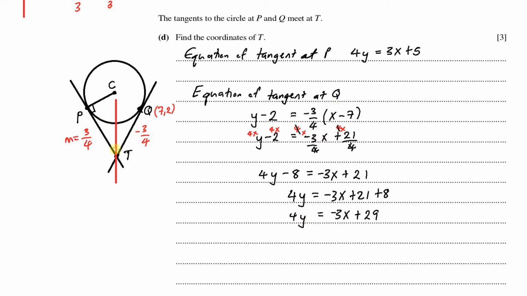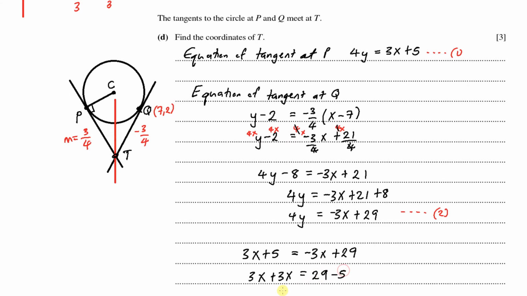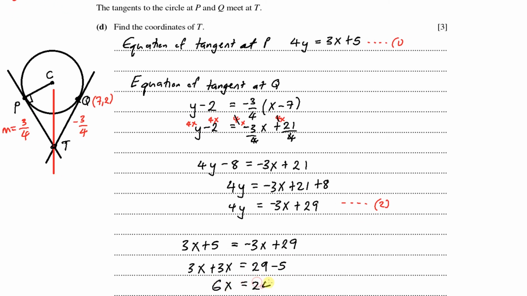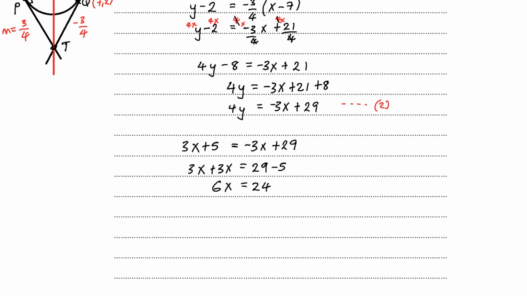Now the two tangents are meeting at T, which therefore means I can solve the two equations simultaneously. Now both equations are in terms of 4y. So 4y for the first equation is equal to 3x plus 5, and 4y in the second equation is equal to -3x plus 29. So I can solve for x here. Adding 3x to both sides, I'll be having 3x plus 3x, and subtracting 5 from both sides, I'll be having 29 minus 5. So 6x is equal to 24. And dividing both sides by 6, I get x is equal to 4.